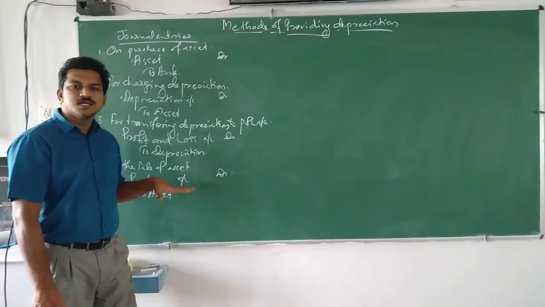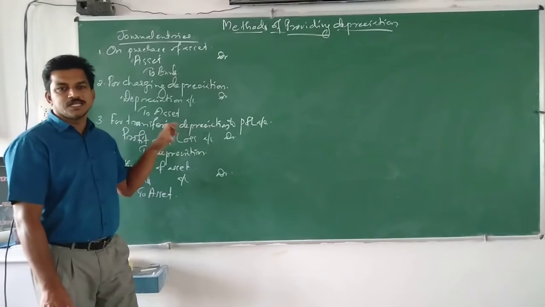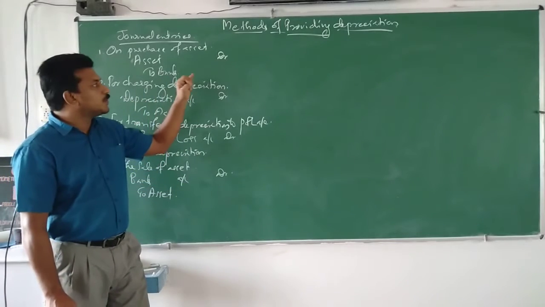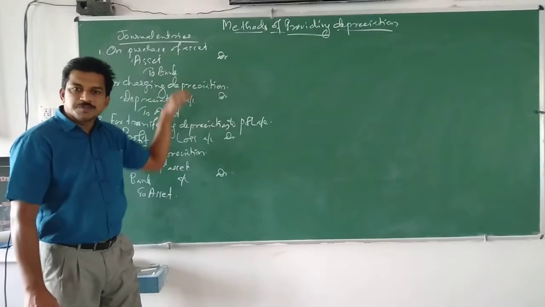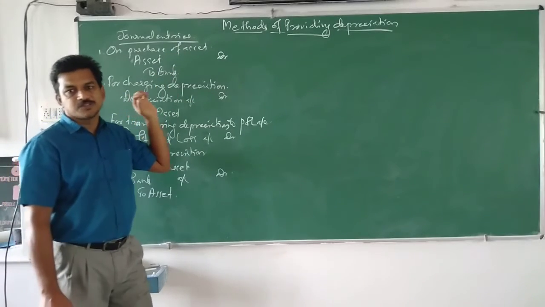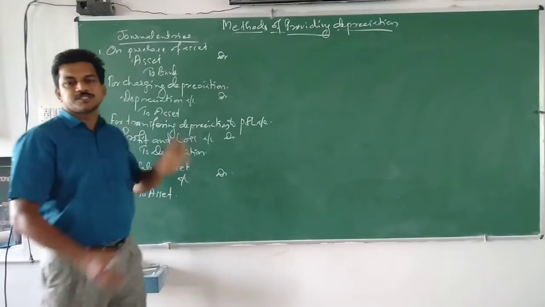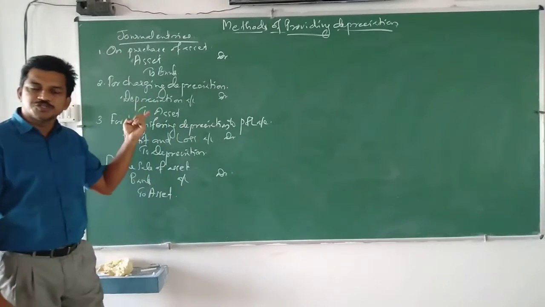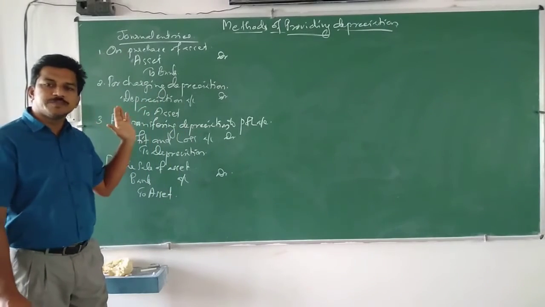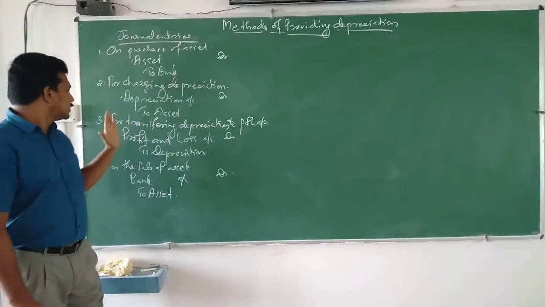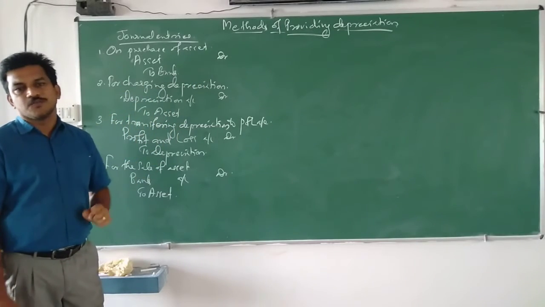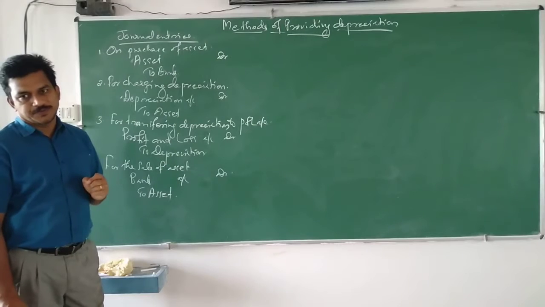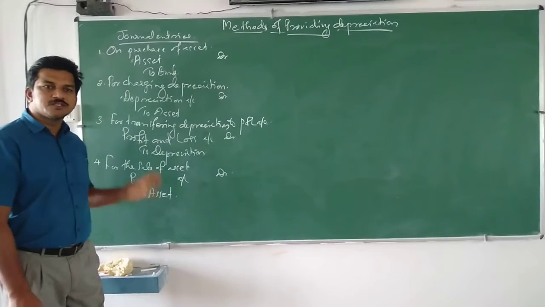So these are the journal entries in relation to depreciation. Okay, the first journal entry is for the purchase of assets, then for creating depreciation, then transferring depreciation to profit and loss account, then for the sale of assets. Okay, so these are the various journal entries.